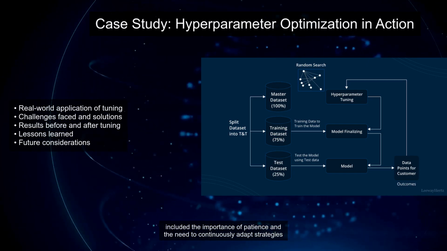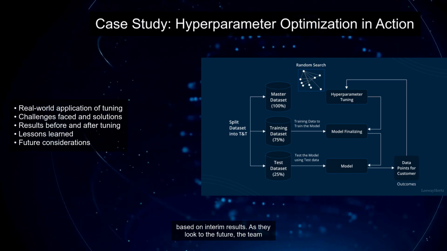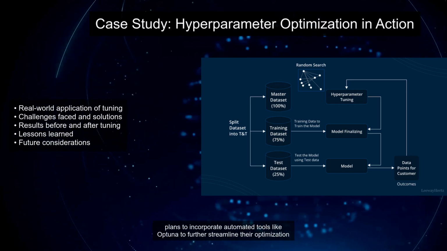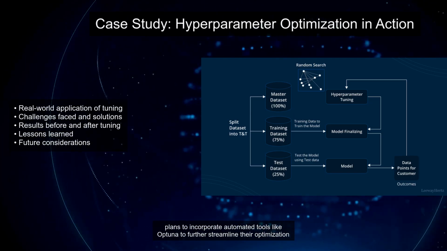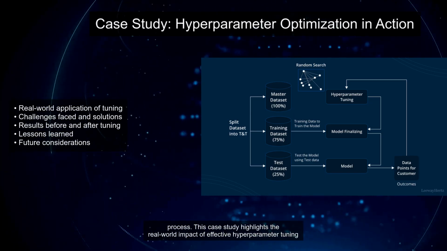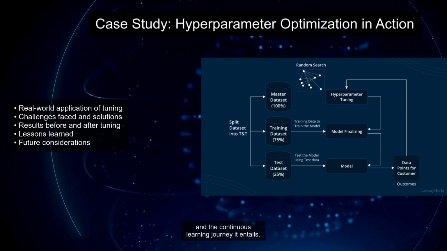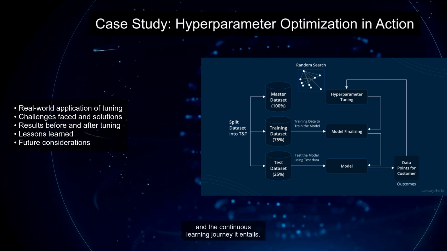Lessons learned included the importance of patience and the need to continuously adapt strategies based on interim results. As they look to the future, the team plans to incorporate automated tools like Optuna to further streamline their optimization process. This case study highlights the real-world impact of effective hyperparameter tuning and the continuous learning journey it entails.